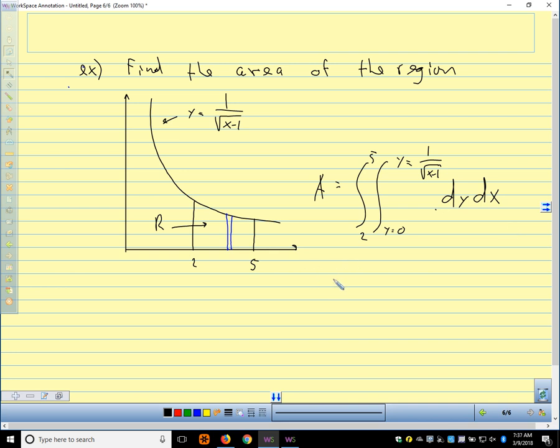So when we do our first integral, we get the integral from 2 to 5. The integral of dy is just y, right?